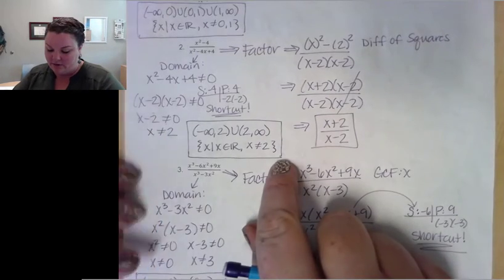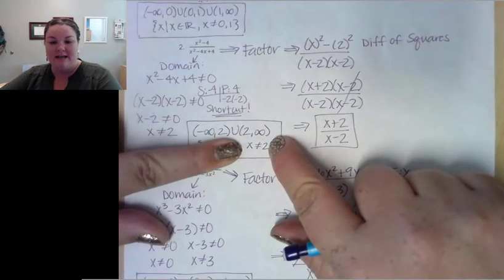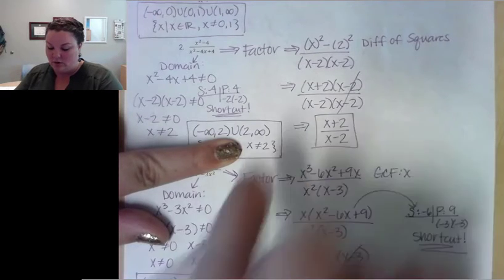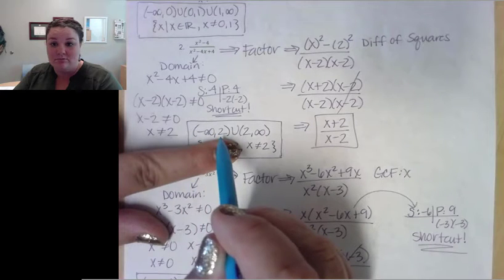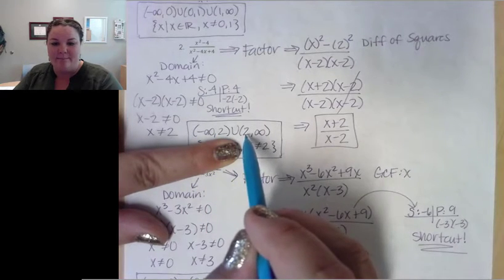So again, you don't have to write all this set notation. We know that x can't be 2, and so all possible values for our domain would be from -infinity up to 2, not including 2, and then anything bigger than 2.